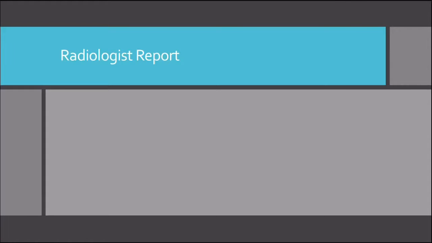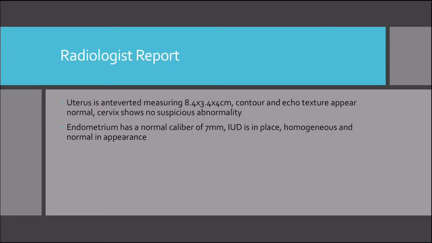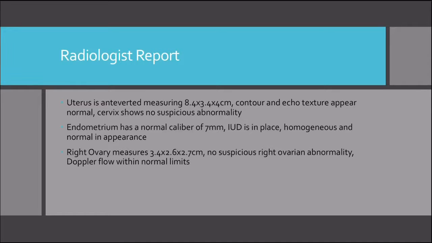In the radiologist report, they noticed that the uterus is anteverted, measuring 8.4 by 3.4 by 4 centimeters. The contour and echo texture appear normal, and the cervix showed no suspicious abnormalities. The endometrium had a normal caliber of 7 millimeters, an IUD is in place, and it was homogeneous and normal in appearance. The right ovary measured 3.4 by 2.6 by 2.7 centimeters.